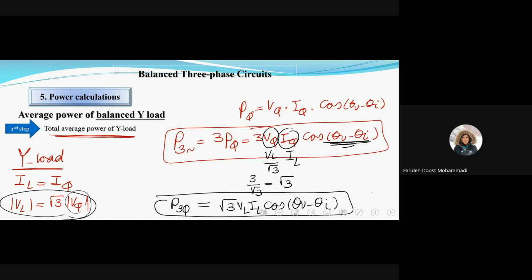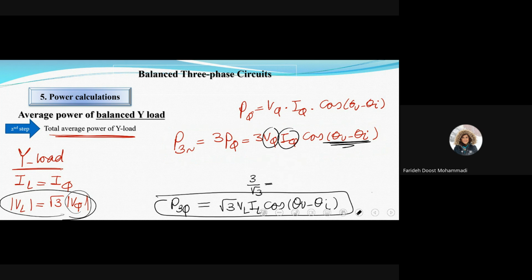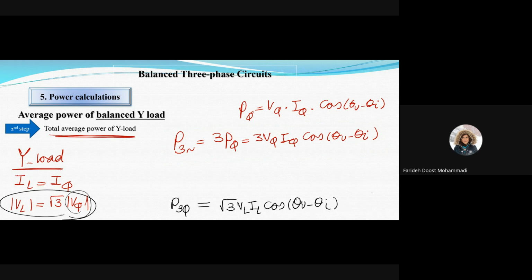So a conclusion here is that, let me erase some of these extra things. So my conclusion at this point is, if you have the V phi and I phi, then you need to use 3 because you're focusing on each phase. You have to multiply it by 3 in order to get the total. But if you have the line parameter available, then you don't need to convert them into phase parameter. You can directly use the line parameter, but just be careful that the power is going to be radical 3 multiplied by VLIL if you're using the line voltage and line current.